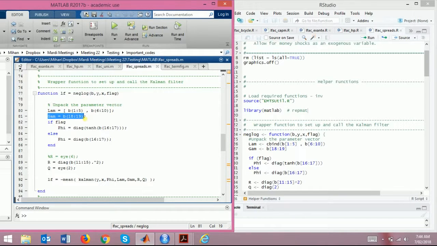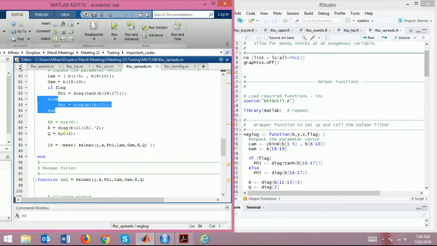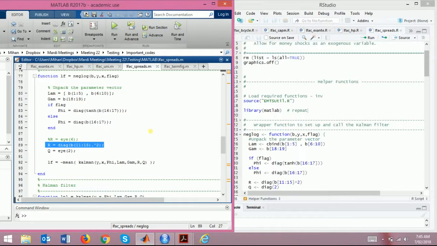Gamma is 18 and 19, so in between 10 and 17 there must be something. Obviously, if we flag the 5 parameters and there are constraints, then put them at 16 and 17. If not, then simply this. So the unknown parameters are lambda, gamma, phi, R, Q. R is diagonal, 11 to 15, because we have 5 squared.